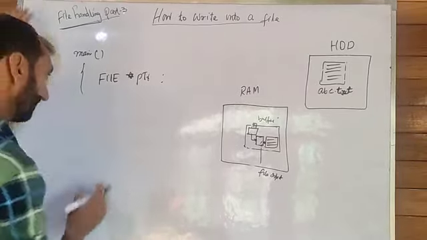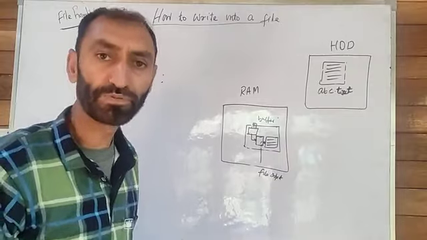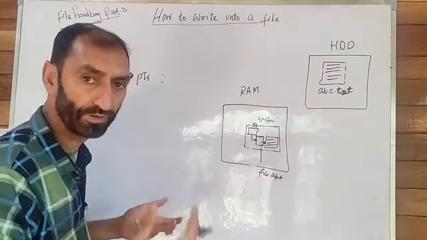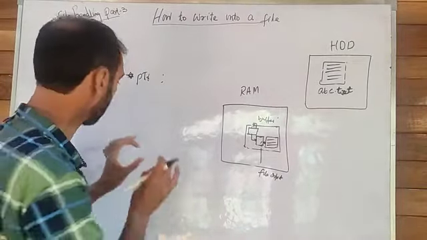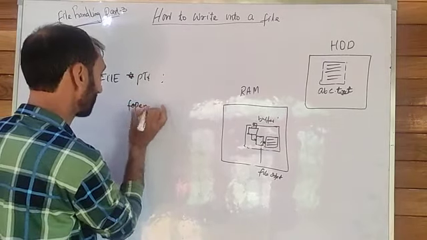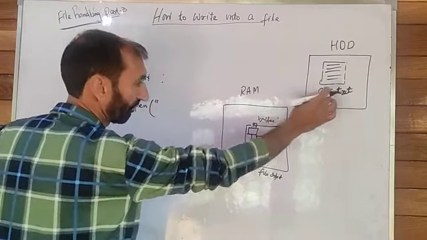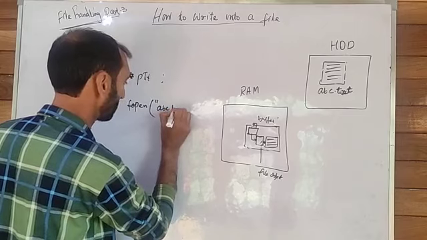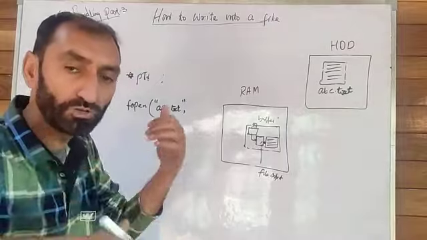Now, in order to perform any operations on the file, first we have to open that file. How can we open a file? How can we create a file? We have already said there is a function fopen. In the syntax of fopen, first of all we have to give the file name, that is abc.txt. Then, in which mode do we want to open it?